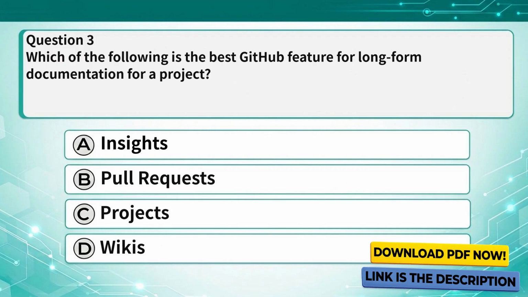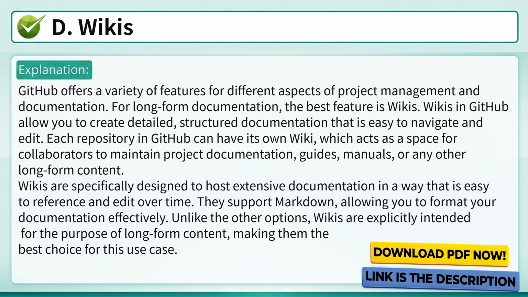Question 3. Which of the following is the best GitHub feature for long-form documentation for a project? A. Insights. B. Pull requests. C. Projects. D. Wikis. Correct answer, D. Wikis. Explanation: GitHub offers a variety of features for different aspects of project management and documentation. For long-form documentation, the best feature is Wikis. Wikis in GitHub allow you to create detailed, structured documentation that is easy to navigate and edit.